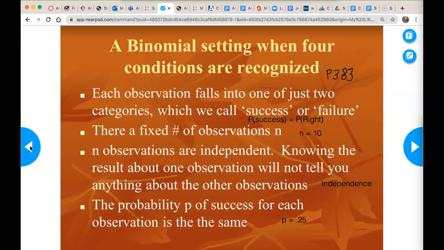Again, page 383. They use the acronym BINS, B-I-N-S, to check the conditions. B stands for binary, success and failure. I stands for independent. N stands for number, N is fixed. S stands for success, the probability of success. So BINS. I think it's a pretty cool little acronym.